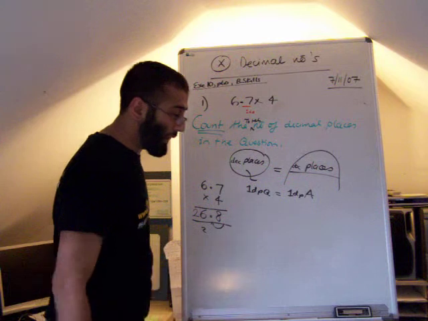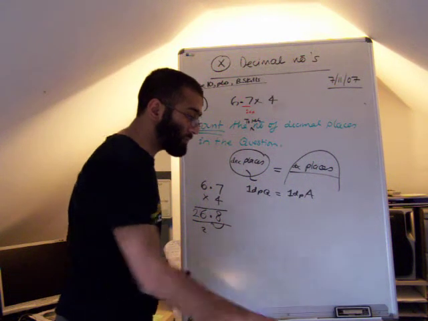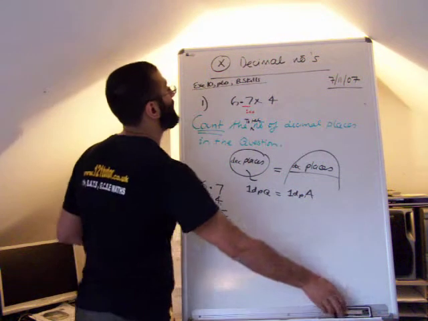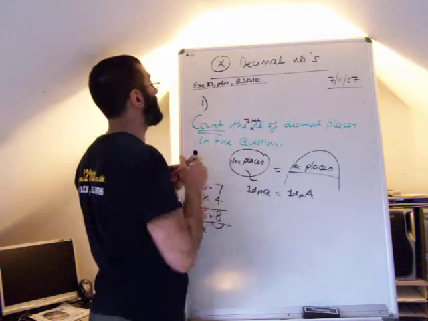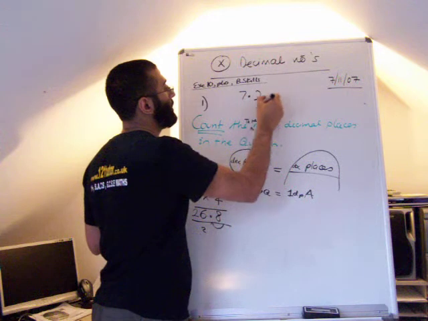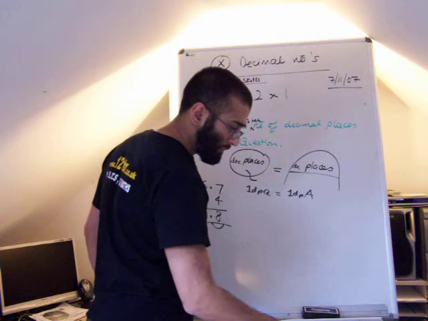So let's have a look at question number 37. We have 7.2 multiplied by 1.2.